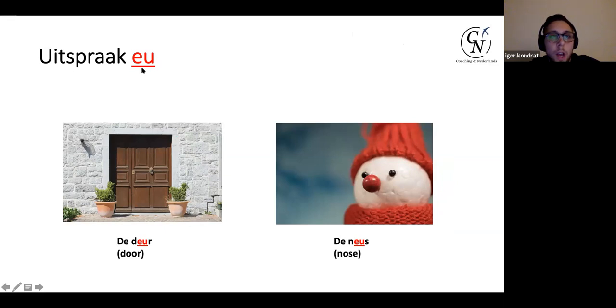Okay, we have O, the deur. It's the door. And we have the neus, the nose. In this one, you pronounce it a bit different from this letter. So you can say the deur is dicht. The door is closed. And you can say, ik heb een neus. I have a nose.